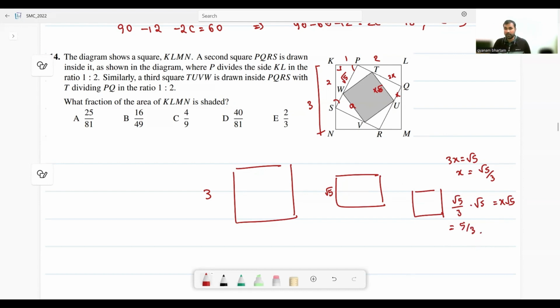And the fraction of area now is going to be 5 over 3 whole square divided by 3 square. 3 square for the larger one, and the smallest one is going to be 5 by 3 whole square. So which gives 25 over 9, and 9 again. So 81.